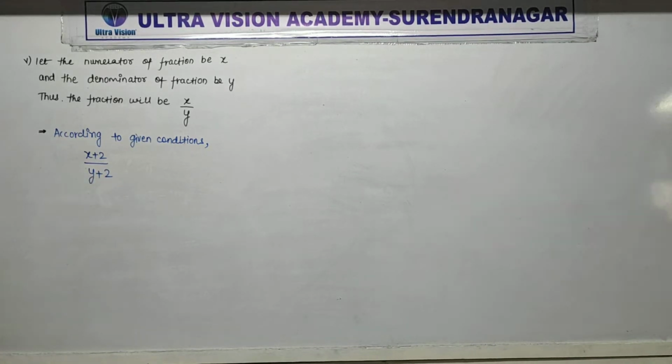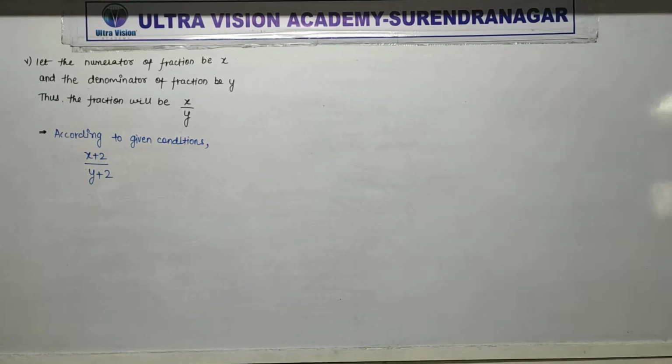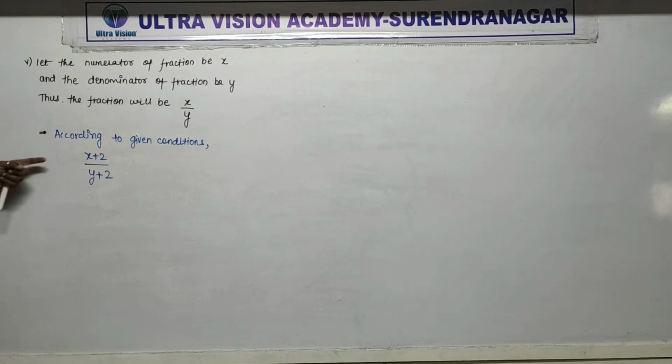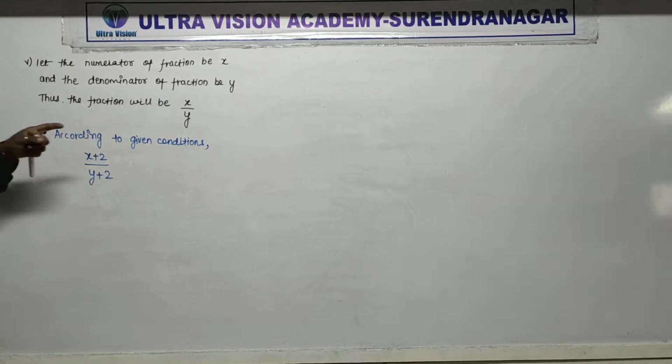Does it look like 2 added to numerator and denominator both? Yes. 2 added, that means we will plus 2, add to numerator and denominator. Where? In this fraction.